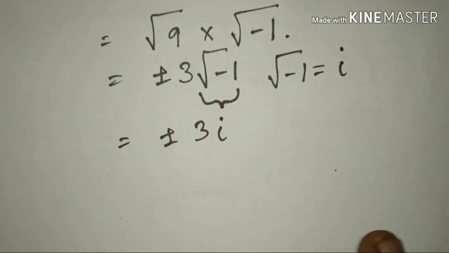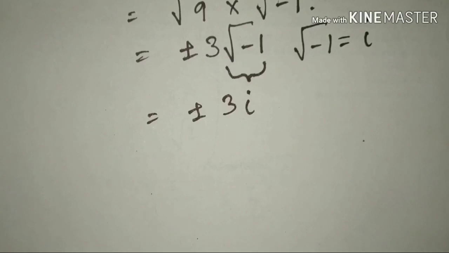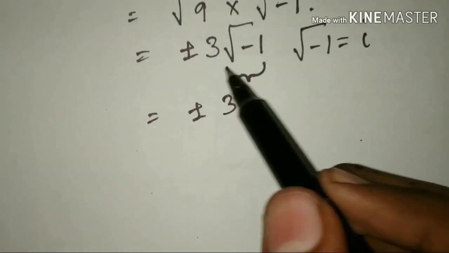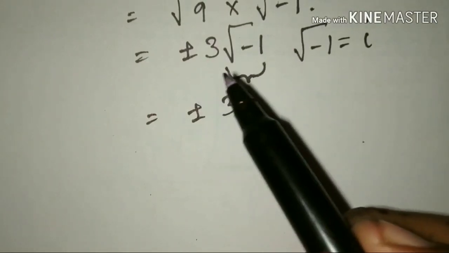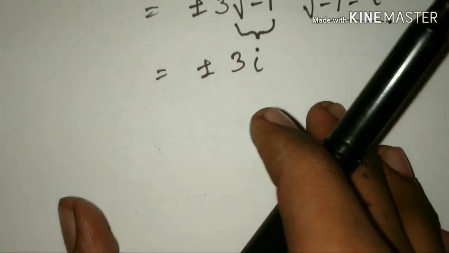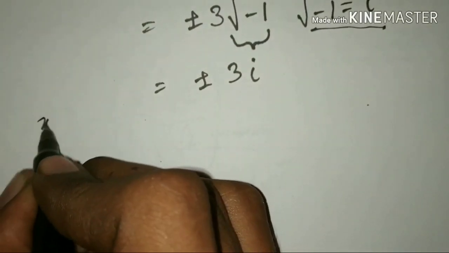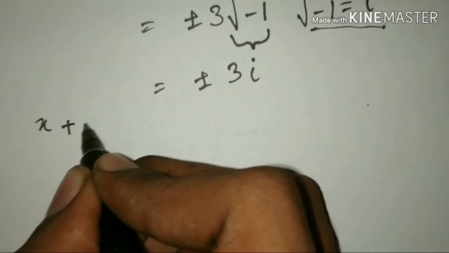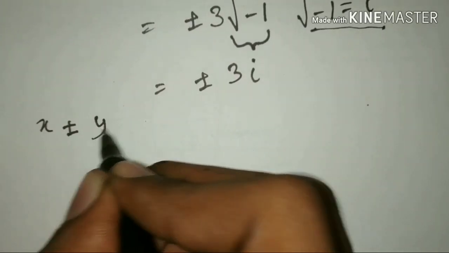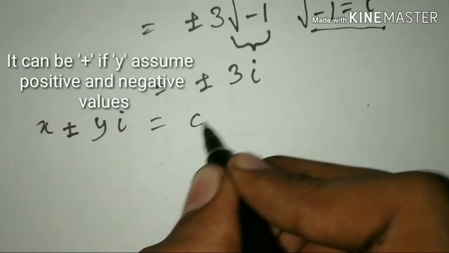Now from here we extend this to a definition to a new number called the complex number. See, 3 into square root of minus 1 is not a real number because it contains an imaginary term. So we say x plus minus yi, that is, i is the square root of minus 1, is called a complex number.